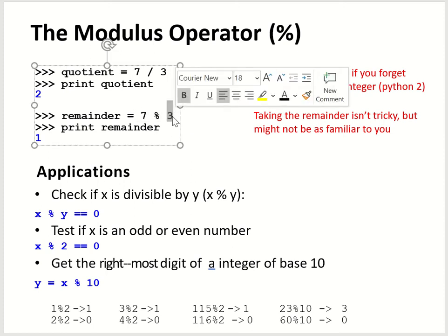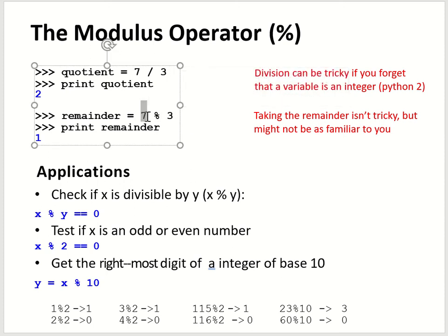Not asking how many times the right number goes into the left, but asking, well, if you are able to put the right number into the left x number of times, but not x plus 1, then what's the value that's left? What's the remainder? So for 7 modulus 3, it would be 1. For 7 modulus 2, it would also be 1. You can put 2 into 7 3 times, and then you would have a remainder of 1.